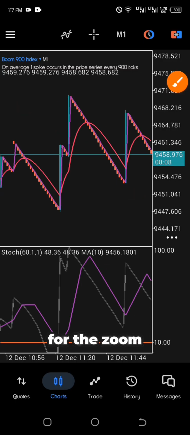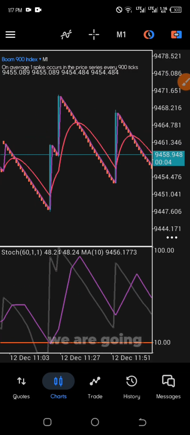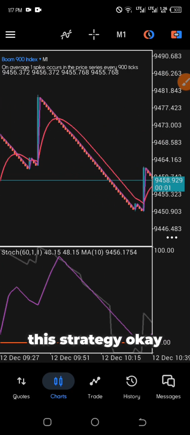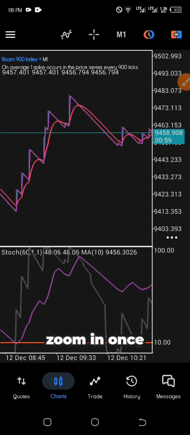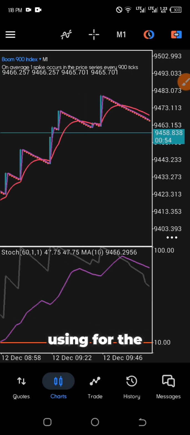And for the zoom level of this strategy, we are using the second zoom level. Okay, so that's the zoom level we are going to be using for this strategy. Once you zoom out completely, zoom in once, then zoom in twice. That is the zoom level we are using for the strategy.